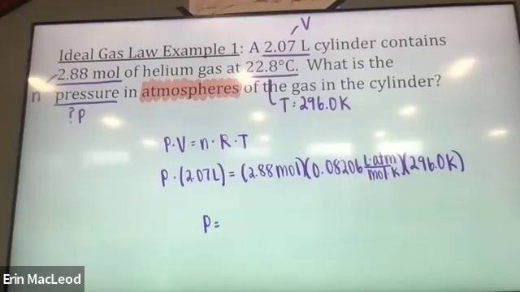The answer is 33.79. If we look back, our volume has 3 sig figs, our moles have 3 sig figs, R and our temperature both have 4. We'll just keep 3. So it should be 33.8 ATM.